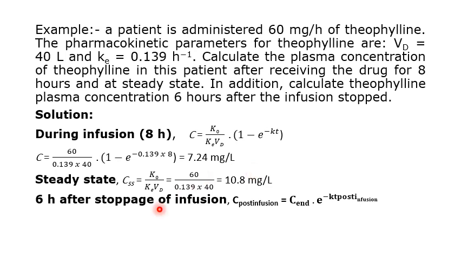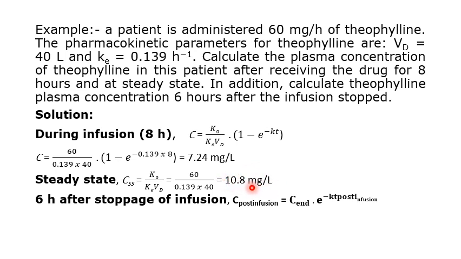So since we have calculated the steady state plasma concentration, we should know that the last concentration of a drug is the steady state plasma concentration. So if the infusion is stopped after 6 hours, then we have reached the steady state plasma concentration, and we can calculate the plasma concentration 6 hours starting from this concentration, which means that the initial concentration that we have is 10.8 milligram per liter.